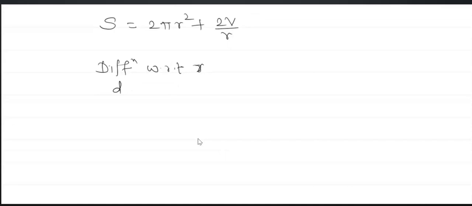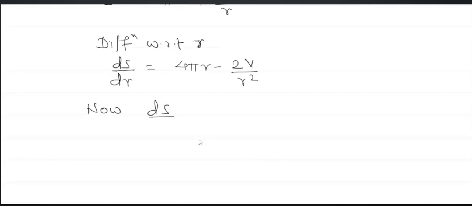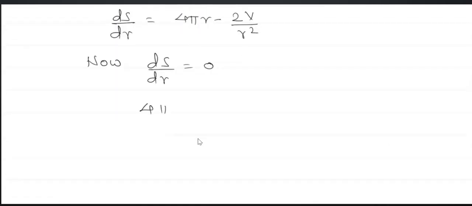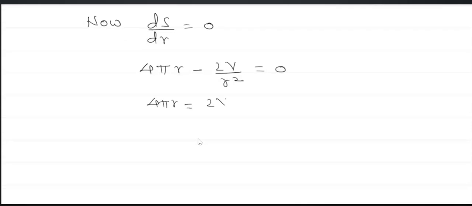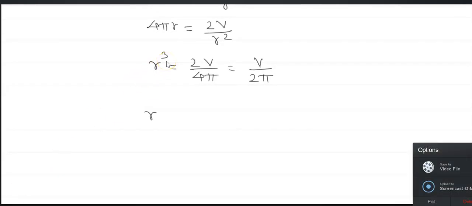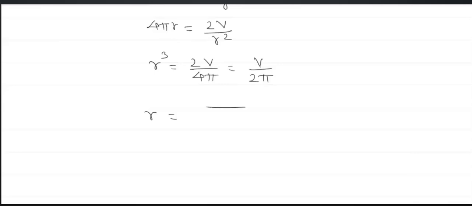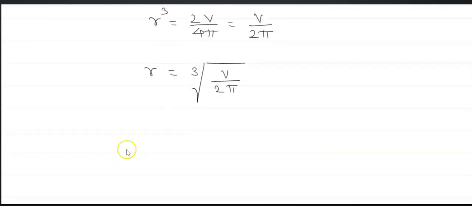Now, differentiate this with respect to r. ds upon dr is equal to 4 pi r minus 2v upon r square. Put ds upon dr equal to 0, that is the first derivative equal to 0. 4 pi r minus 2v upon r square equals 0. And that's why we have 4 pi r is equal to 2v upon r square. If we simplify this, then you will get r cube is equal to 2v upon 4 pi, and that is r cube is equal to v upon 2 pi. Therefore, r is equal to the cube root of v upon 2 pi.